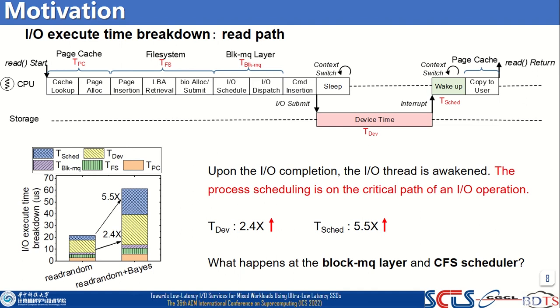We break down the I/O execute time in the storage stack. As shown in the left figure, the time spent in the device and the process scheduler increases by 2.4 times and 5.5 times respectively. What happens at block layer and CFS scheduler? In the following, we will explore the root cause behind this experiment.